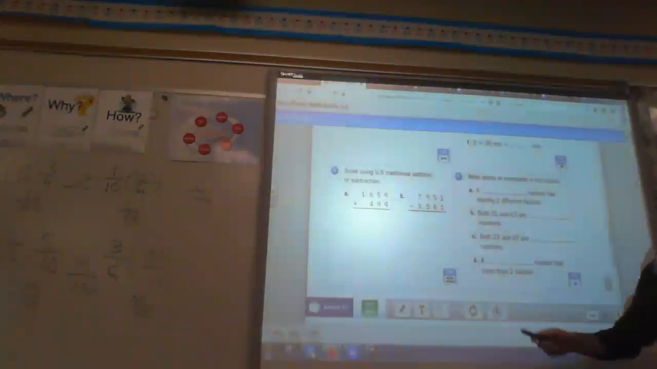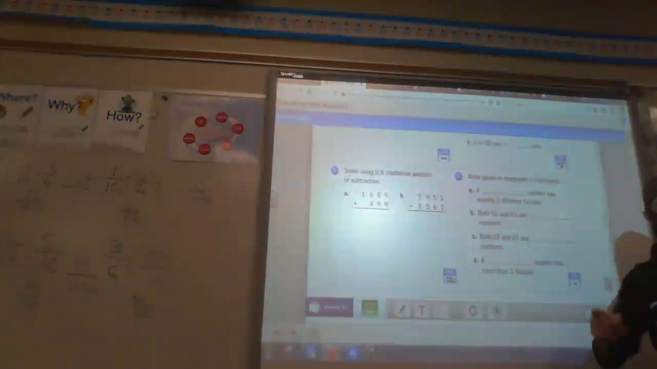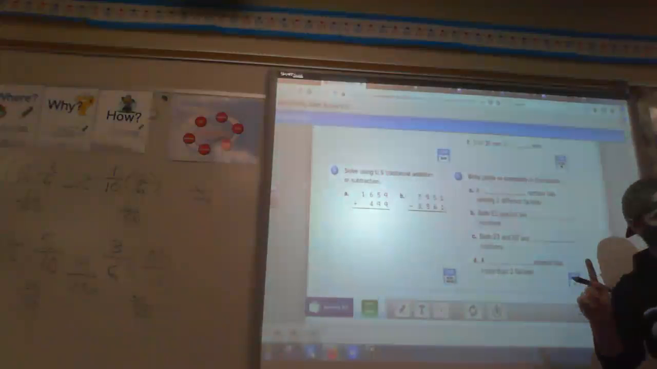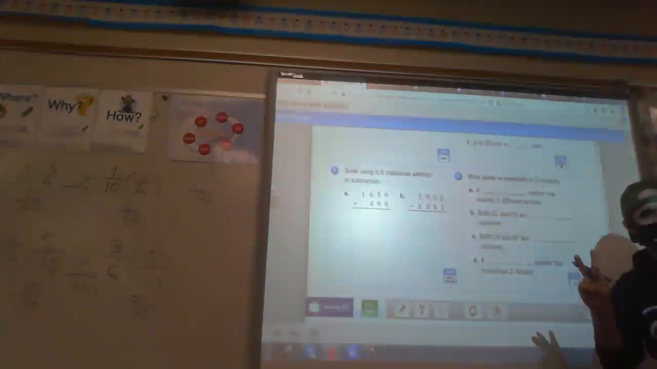Okay, I'm gonna review prime and composite because this should be easy too. Prime has exactly 2 factors. 3 is prime. The only way you can multiply and get 3 is 1 times 3. 5 is prime. 1 times 5. 4 is not prime because you can get that by going 1 times 4, 2 times 2. So 4 is a composite number because it has 3 factors. 1, 2, and 4.